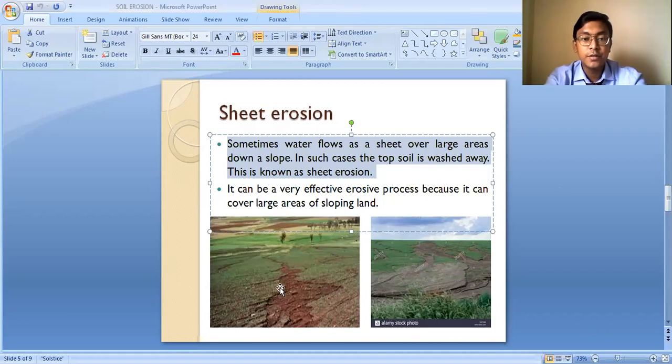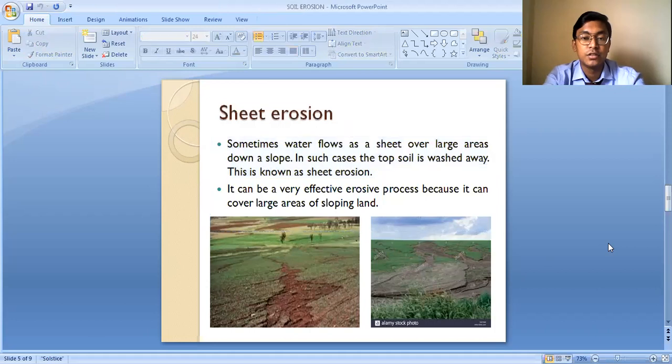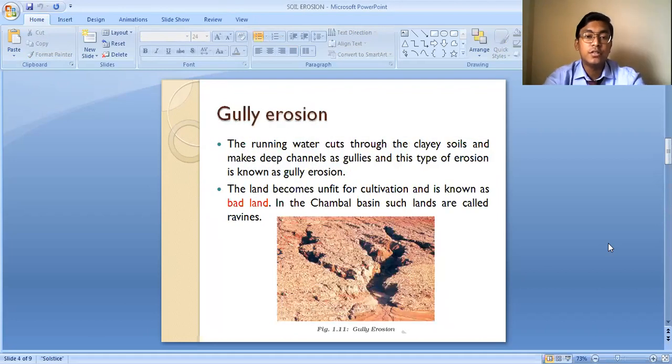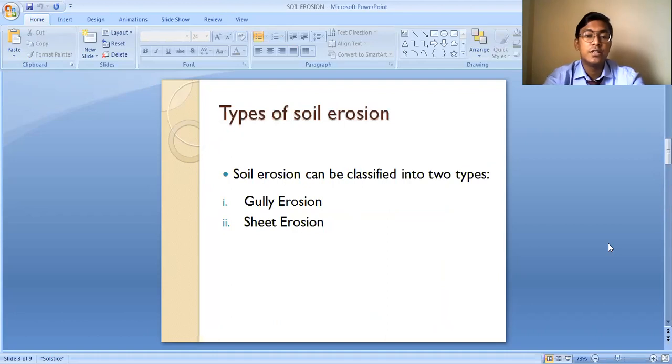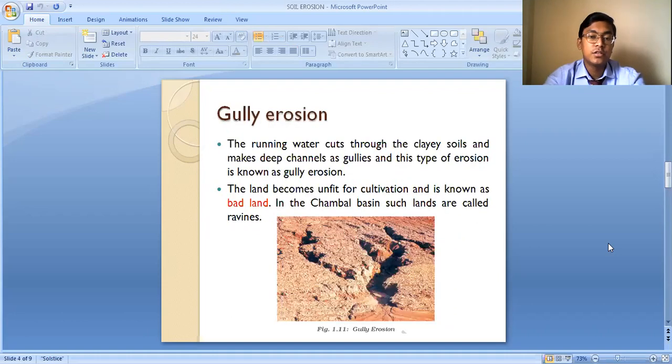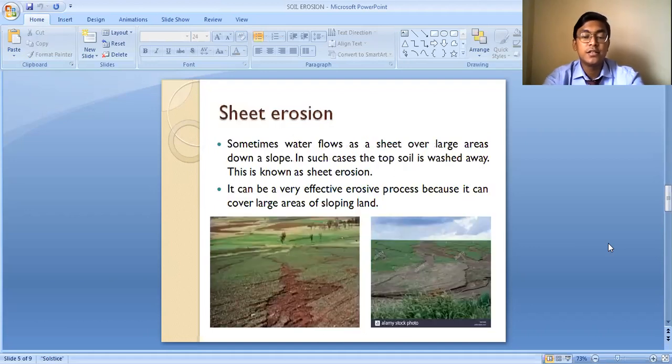Here you can see an image showing how sheet erosion takes place. So this is about the types of soil erosion. Soil erosion can be of two types, gully erosion and sheet erosion. This is the image of gully erosion, and the next image is sheet erosion. So till now we have discussed the concept of soil erosion and the types of soil erosion.